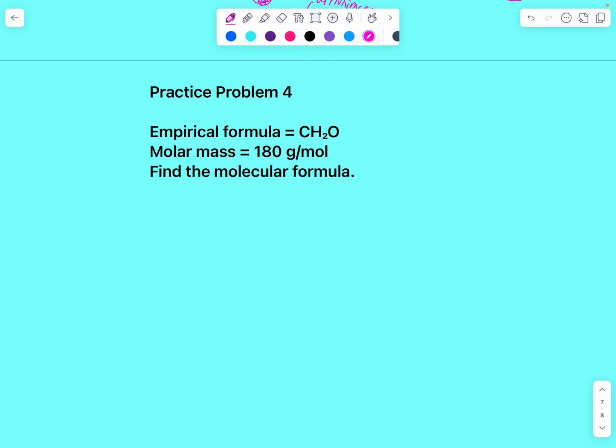Let's move on. This one's a doozy. Empirical formula is CH2O, and the molar mass is 180 grams per mole. And they said find the molecular formula. Molecular formula problems always start by finding the mass of the empirical formula. So let's do that.